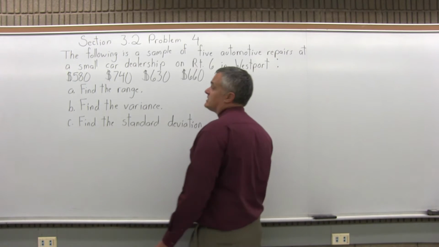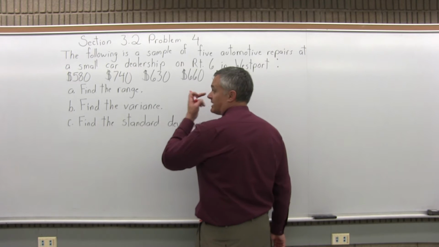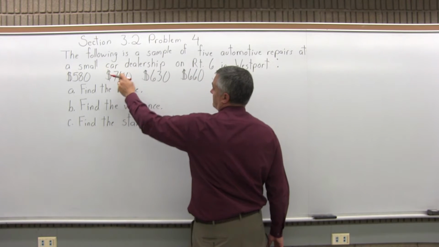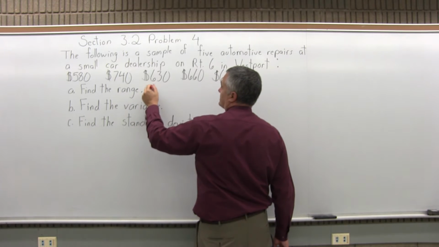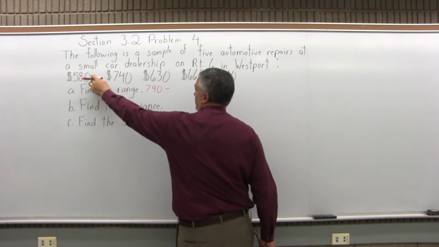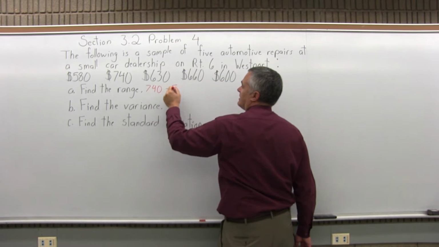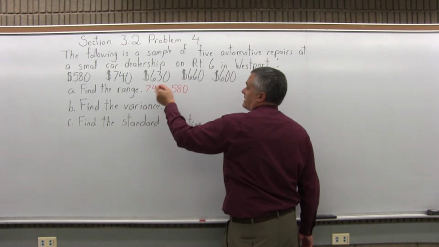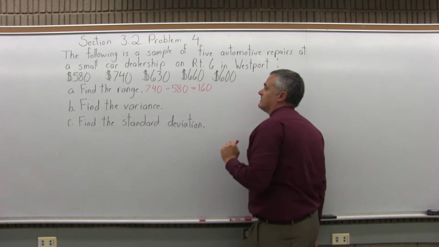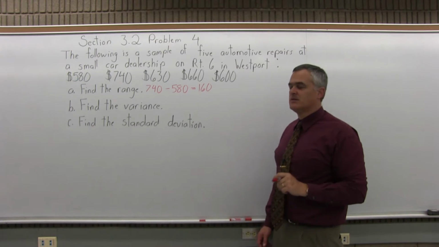So the range is the biggest data value minus the smallest data value. If you look through the data values, there's only one that went up over 700, so it's the biggest one, 740, minus the smallest one. There was only one in the 500s, it's the 580. And the range is 740 minus 580, which would be 160. So the range is 160.